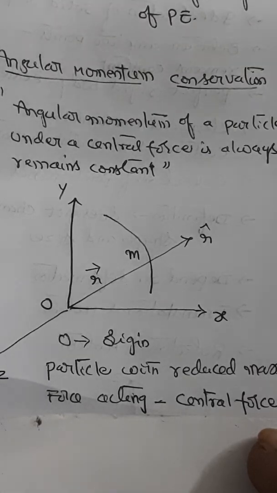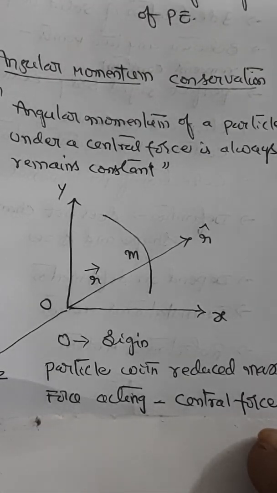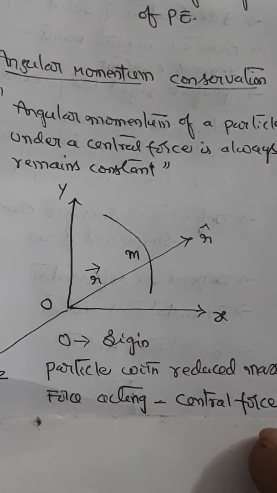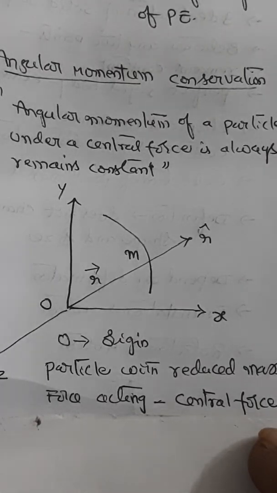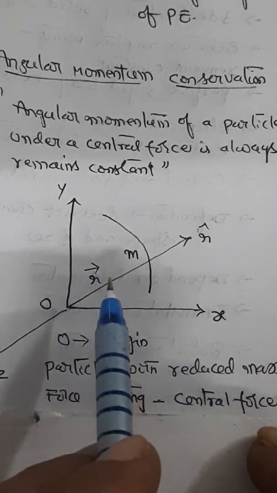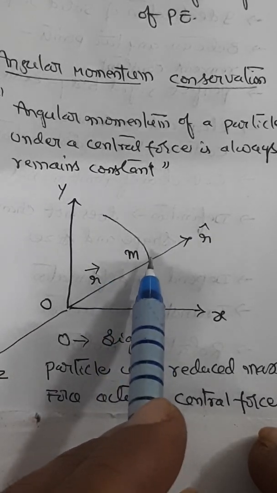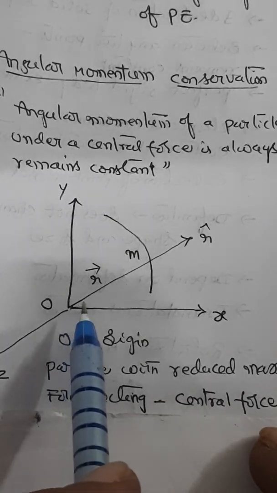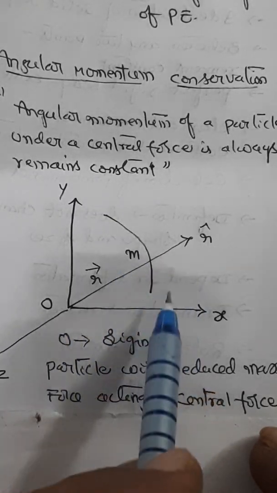What the statement says: angular momentum of a particle under a central force is always constant, and therefore it is a constant of motion in accordance with the law of conservation of angular momentum. That means, in other words, in a central force field the angular momentum of a particle can be conserved. For that, on a 2-dimensional or 3-dimensional axis, consider a particle of reduced mass moving about an origin. The force acting on the particle is a central force.